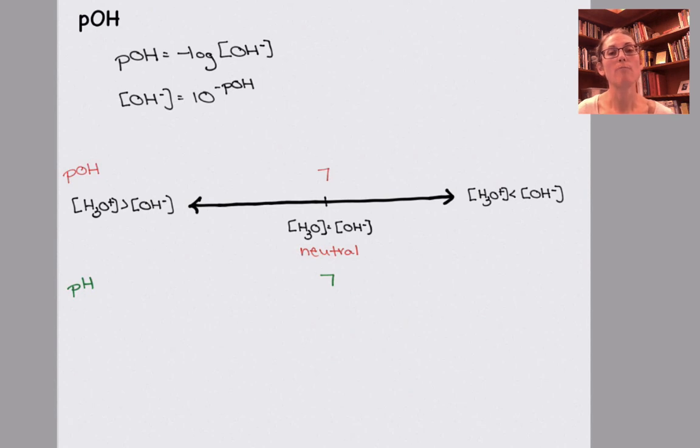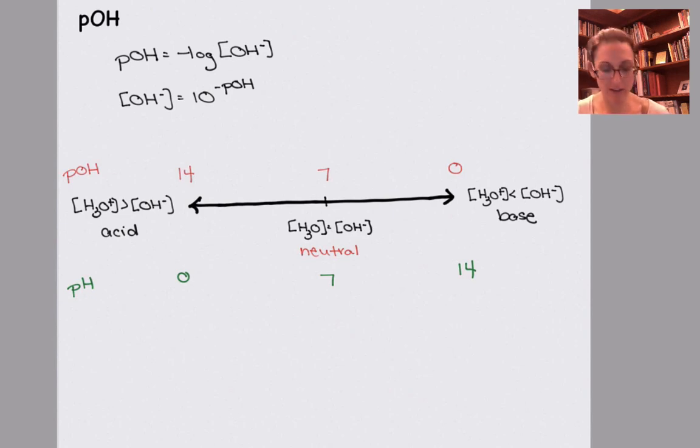If I have more hydronium than hydroxide, so if I have an acidic solution, then my pOH is going to be a larger number, while my pH is a smaller number. On the contrary, if I have a basic solution where the concentration of hydronium is less than hydroxide, I'll have a low concentration of hydronium, so a high pH, but my large concentration of hydroxide will give me a low pOH. They are basically opposites of one another.